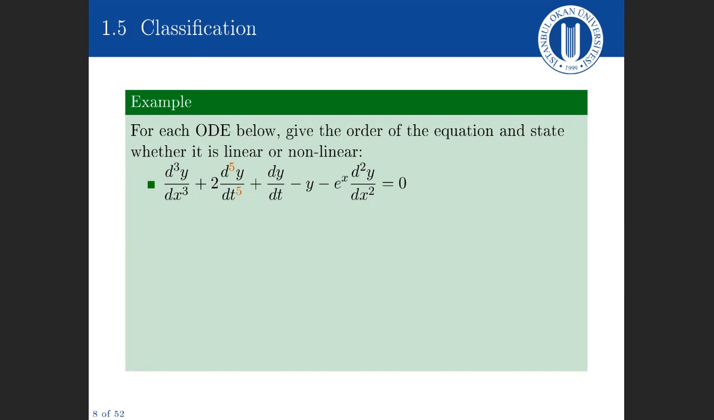Is this linear or non-linear? We look to see where the y's are. We have a derivative of y that's on its own, plus 2 times a derivative of y, that's okay so far, plus a derivative of y, minus y, minus e to the power x, but we don't care about x, so ignore e to the power x. Derivative of y is equal to a number. All of the y's are separate. There's one y term plus one y term plus one y term plus one y term plus one y term is equal to a number. So yes, this equation is linear.